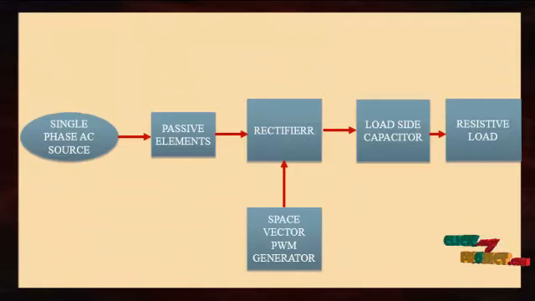Next we see about the flow diagram of our process. The proposed flow diagram is shown here. The input source is a single phase AC source. That AC source is fed into the rectifier circuit through passive elements, such as inductors, capacitors and so on. In the rectifier we can use MOSFET or IGBT switches. Here we are using MOSFET switches. Those switches are triggered using the space vector pulse width modulation technique. And the output of the rectifier circuit is fed into the resistive load through the load side capacitors.